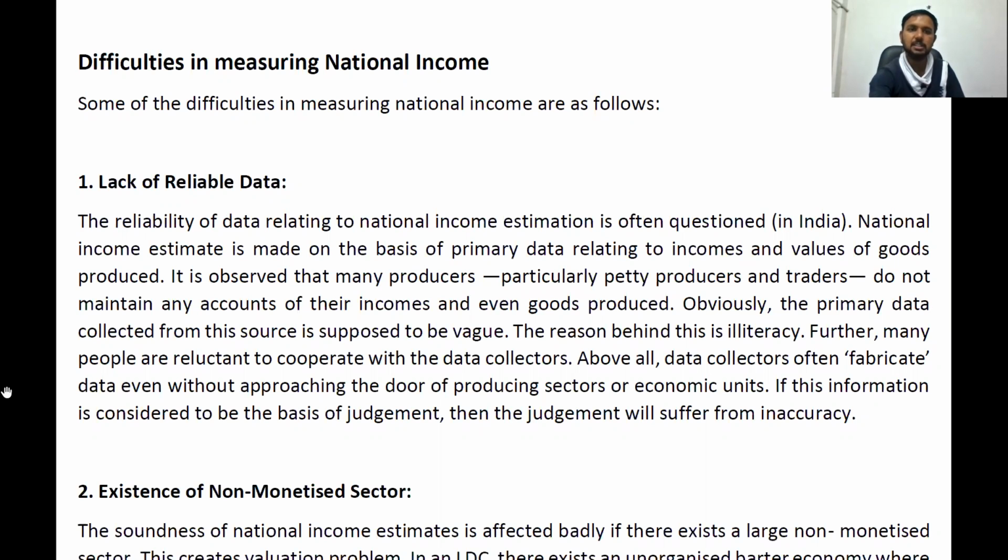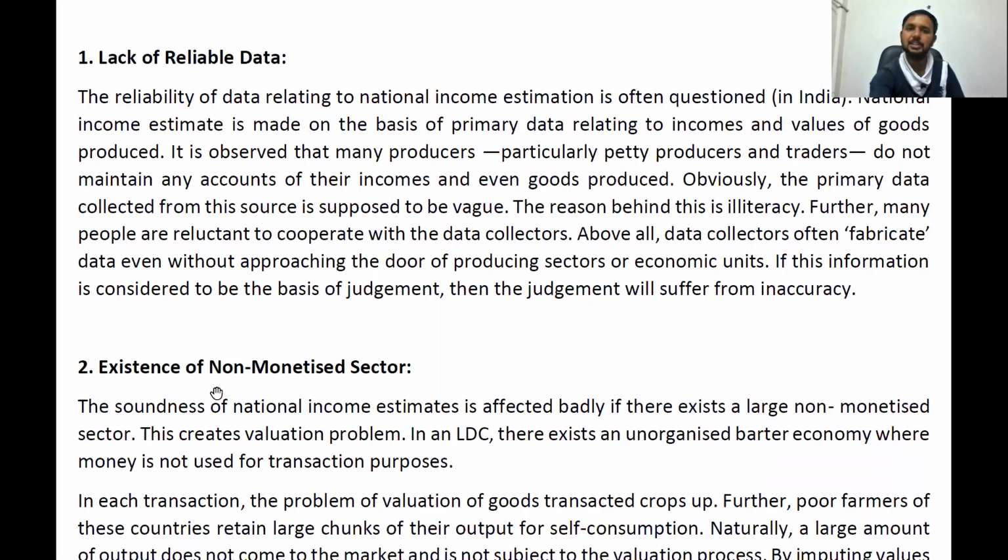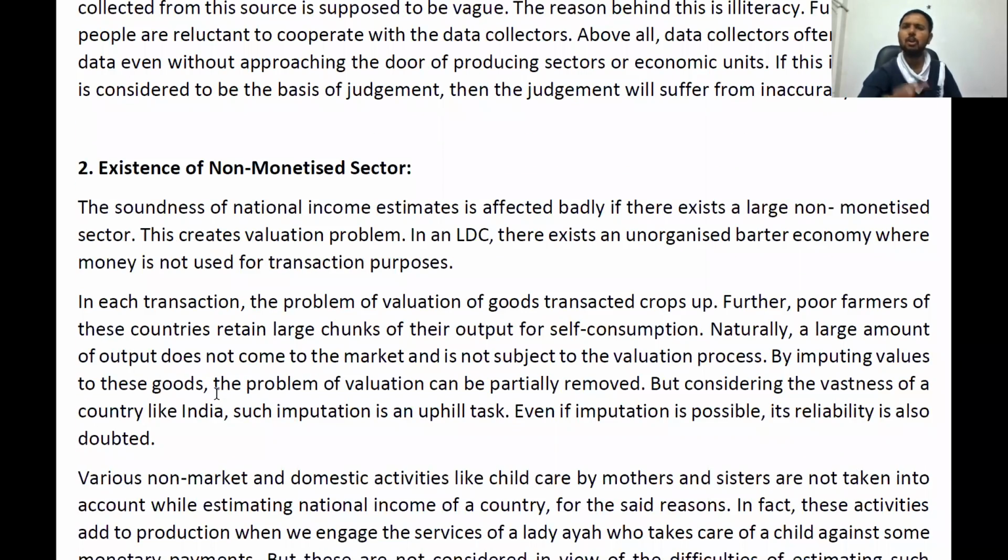The second one is the existence of a non-monetized sector. Now, what are non-monetized sectors? There are some sectors which give services, but we cannot monetize those services in a monetary form. We cannot value those products in a monetary form. Let's see. The soundness of national income estimates is affected only if there exists a large non-monetized sector.